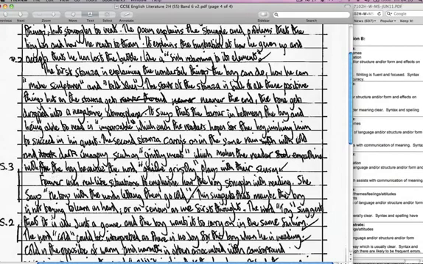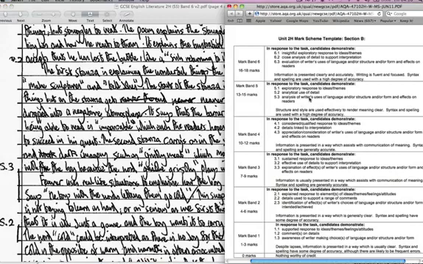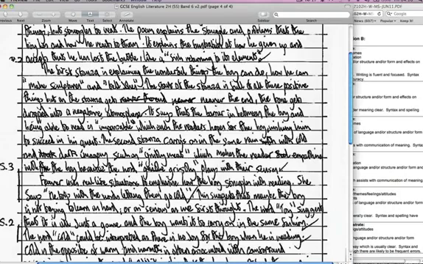Okay, so the examiners commented 5.3 for that: analyzes the writer's use of language. So here it's an analysis, but it's not a full evaluation. The difference being basically how developed the sentence there is.